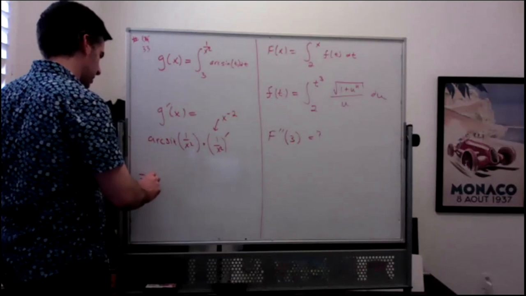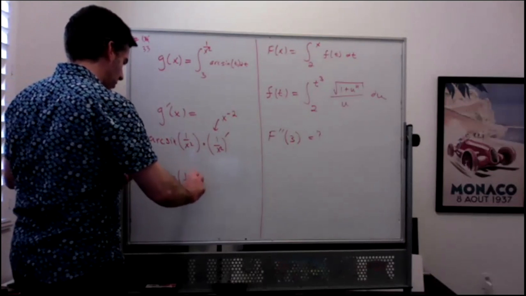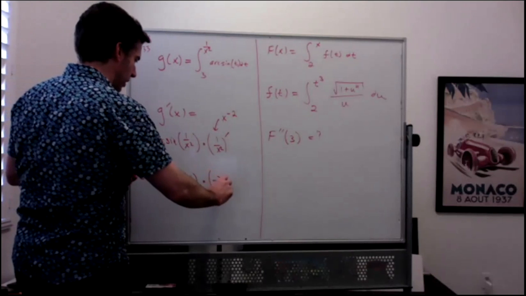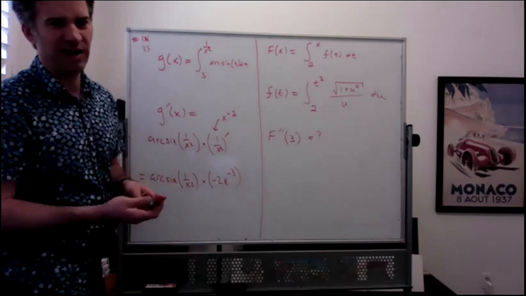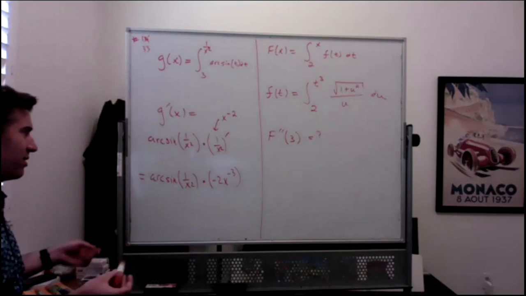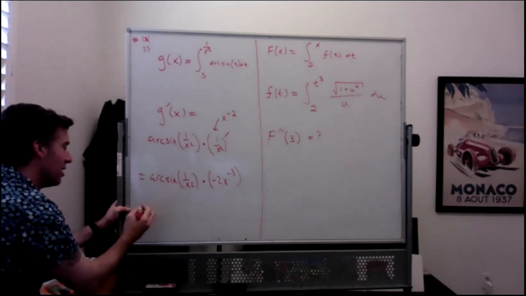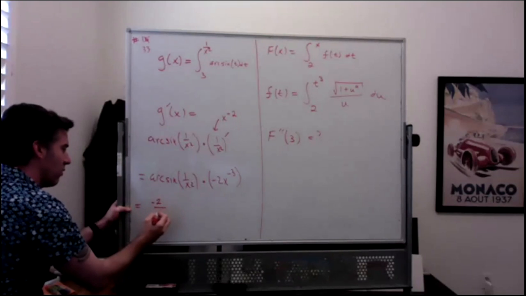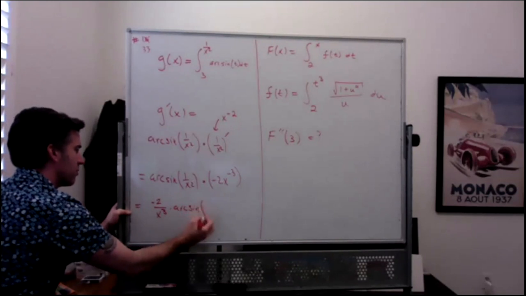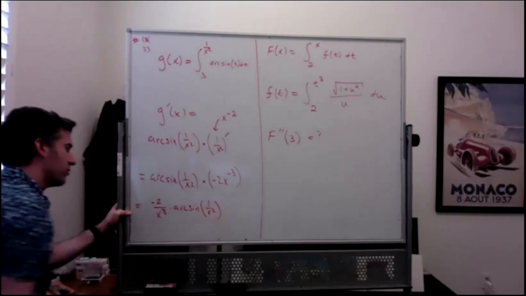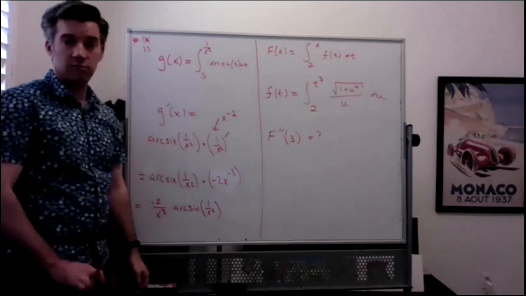So I could totally write this as arc sine of 1 over x squared times negative 2 times x to the negative third. I would probably rewrite it just because I like to rewrite things. I would probably put this in front because it's not in the arc sine function. I would probably write this as negative 2 over x cubed times the arc sine of 1 over x squared. So that would be the derivative of this function, right?